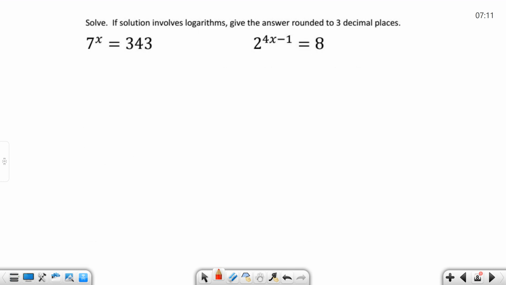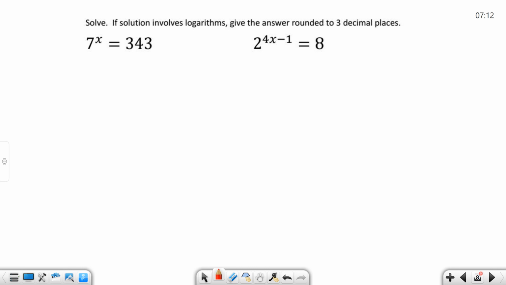So here, let's go through these, and we have exponential form right here. Solve. If the solution involves logarithms, give the answer rounded to 3 decimal places. So if we end up with a logarithmic answer, go ahead and punch it in the calculator and get a decimal approximation. So 7 to the x equals 343.